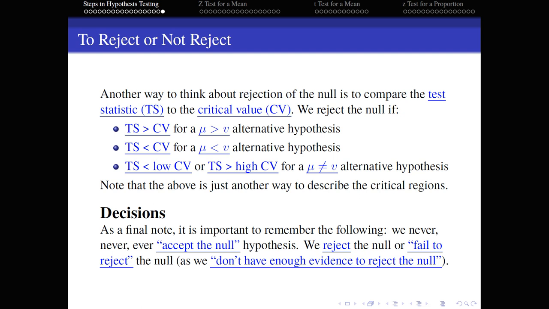This has been a quick introduction to the steps in hypothesis testing. In the next video, we're going to talk about how we actually perform one of these hypothesis tests and hopefully help a lot of this make sense by starting with the z-test for the mean. Again, the z-test assumes that our standard deviation is known.